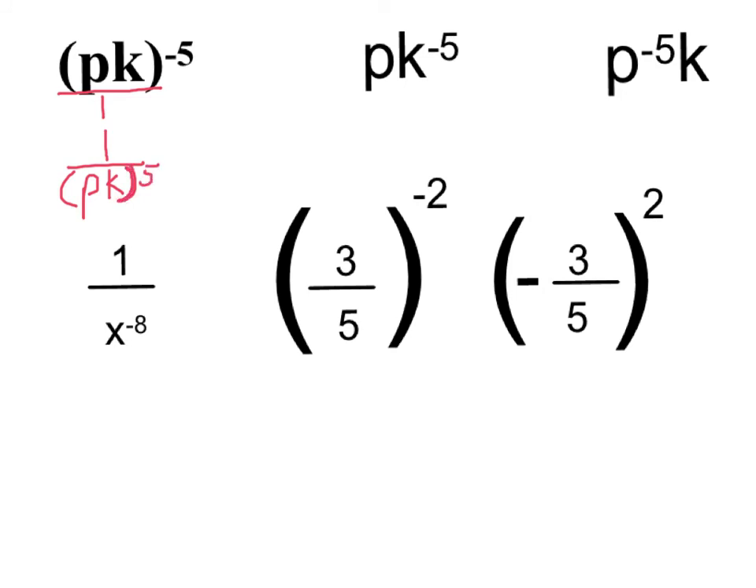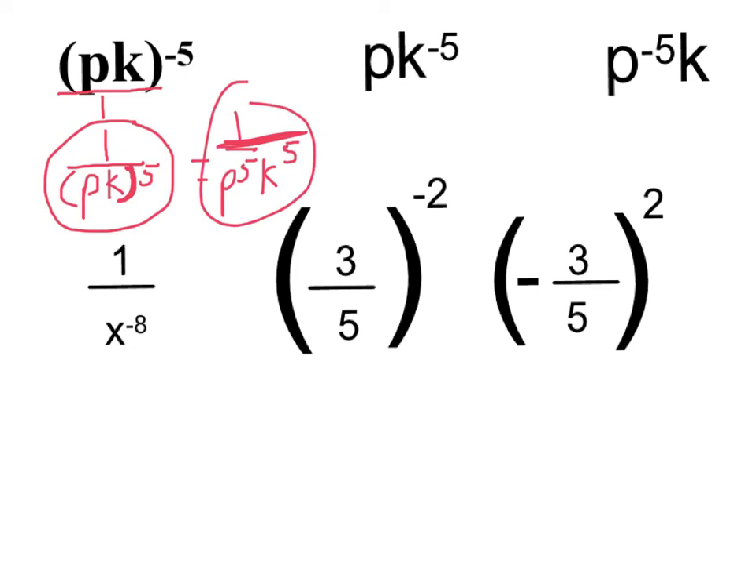Now, for now, you can leave it like that. Later on, you're going to find out that that will equal 1 over p to the 5th and k to the 5th. But for now, it's okay if you just leave it in its parentheses. But it becomes positive when it goes down to the basement.